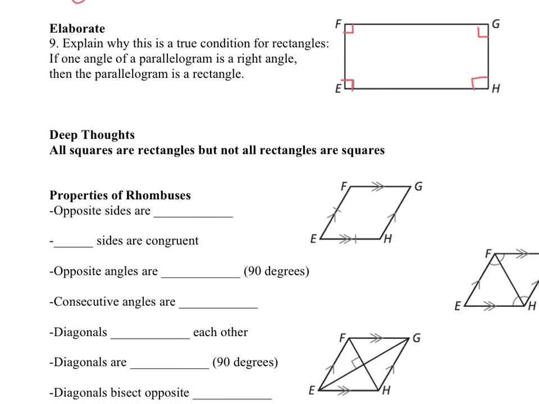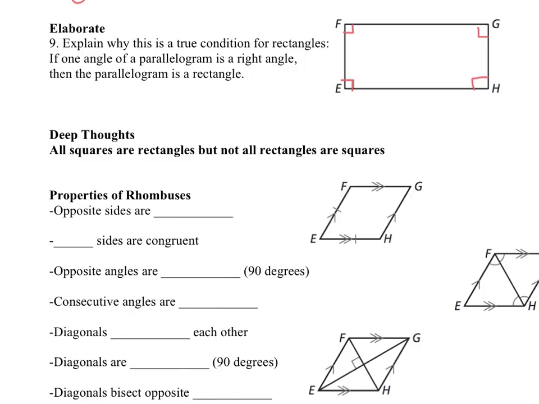All right, so a little deep thought. We'll talk about squares here in a little bit. So a deep thought is all squares are rectangles, but not all rectangles are squares. Let that sink in, maybe mess with your mind a little bit. Have a good weekend thinking about that.